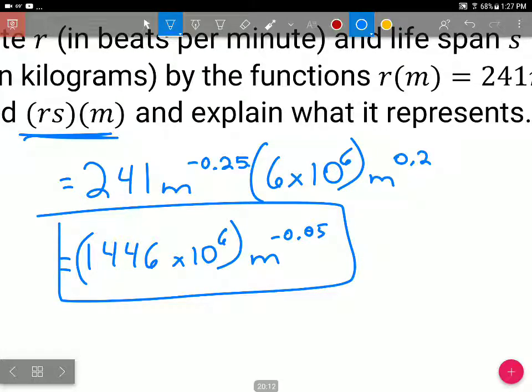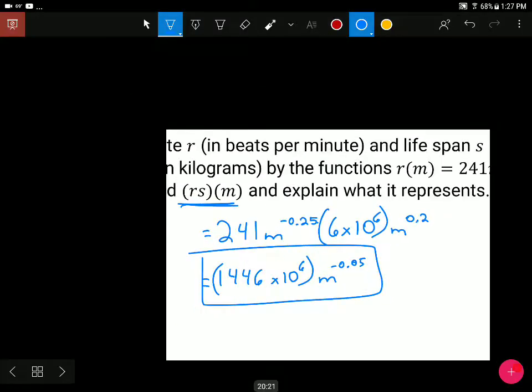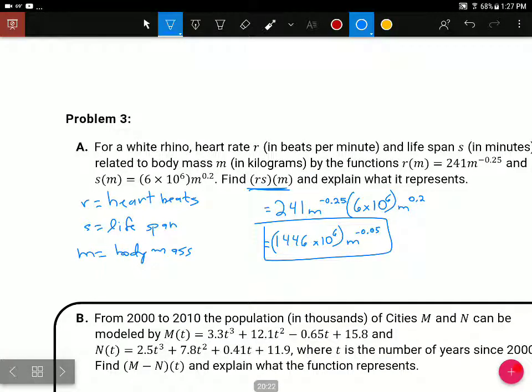That's it? All right. So honestly, that's what these word problems do. They give you a couple of equations and they say, hey, add them, subtract them, multiply, whatever. Now, the fun part is this. Explain what it represents.